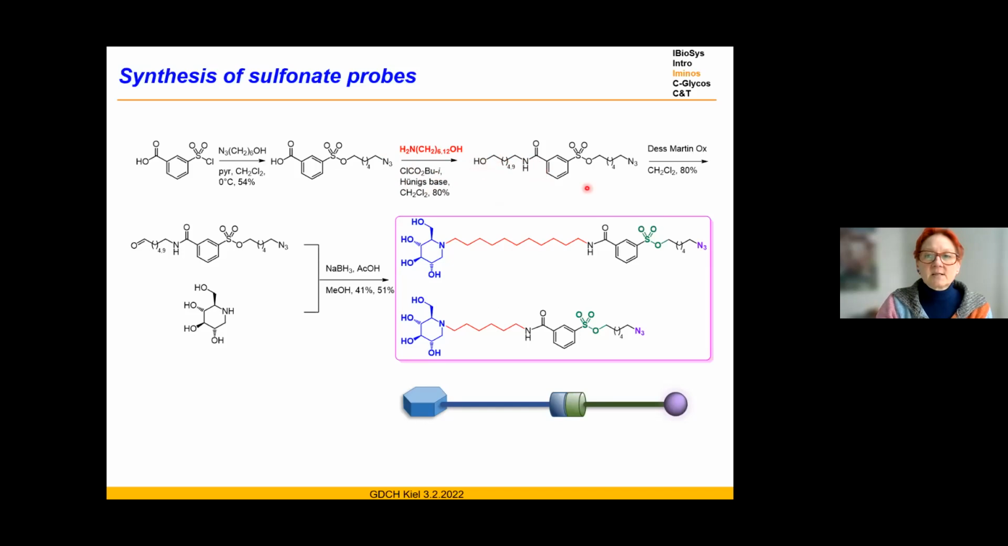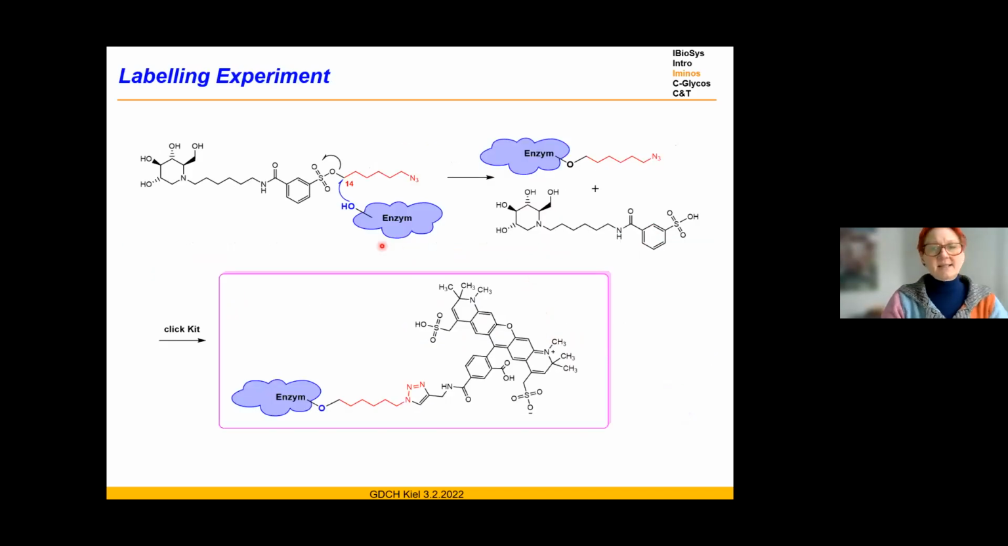The alcohol can simply be oxidized by Dess-Martin reagent to the aldehyde, and the aldehyde can undergo a substitution reaction with the ring nitrogen, leading to these 2 probes with 2 different spacer lengths between the reactive group and the ligand. And this is how the labeling actually should happen.